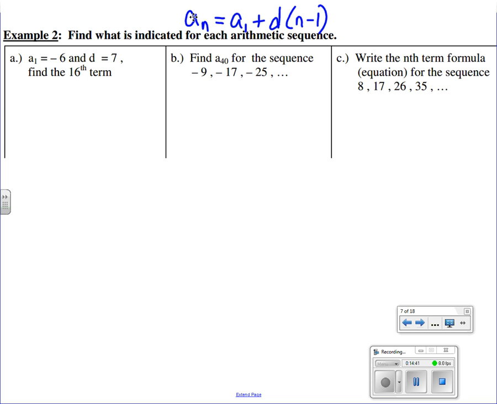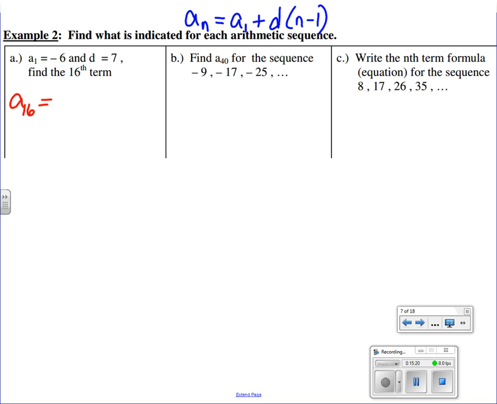Okay, here we go. A1 is negative 6, D is 7, find the 16th term. So you could start with negative 6 and add 7, and you could do that 16 times until you got the 16th term. You could do it that way, okay? However, it's easier to actually use this formula. It's shorter, okay? So for A sub n, I'm going to put A16. That's how we write it. So the 16th term is actually A16 is how we write it, okay?